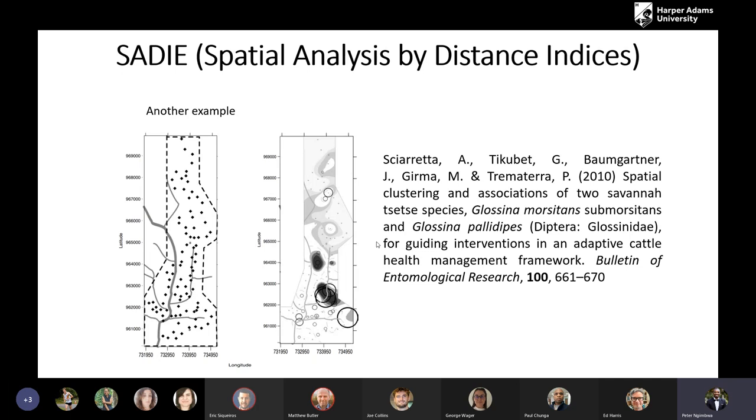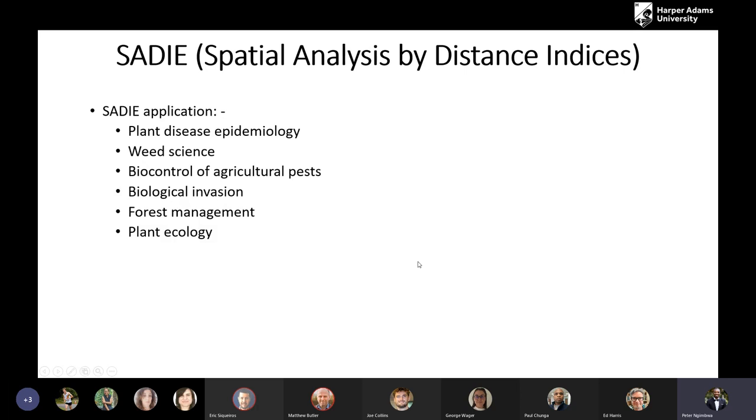So this is just the PowerPoint to show you the general idea of how this study methodology can work. And apart from these two examples, this methodology also can be used in plant disease epidemiology. You can use it also in weed science, biocontrol of pests, biological invasion, forest management, and plant ecology. So the idea is the same as I mentioned. Once you have collected your data, you use the SADIE methodology to know the spatial pattern, whether the occurrence of your data is aggregated or if the arrangement is regular. If they are aggregated, it means you can know the areas that need a higher concentration for control, so that, for example, if it's a pest, you can prevent the pest.